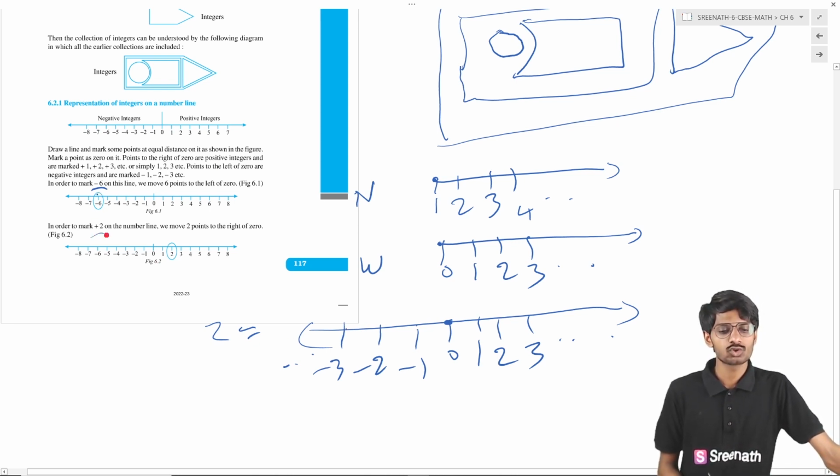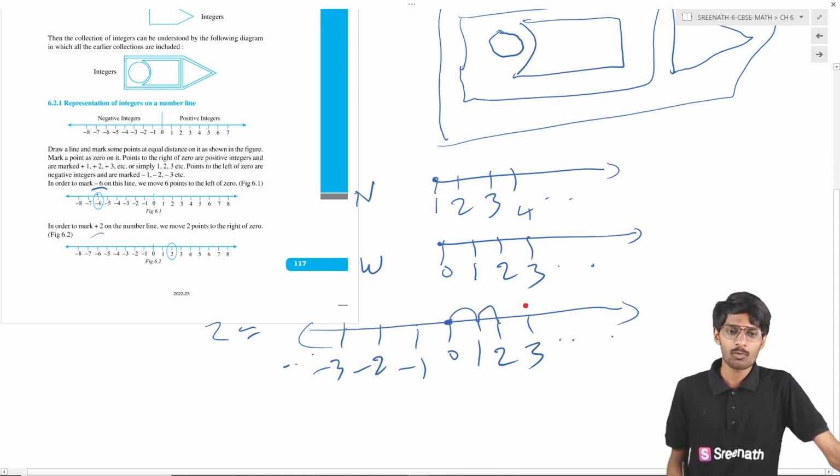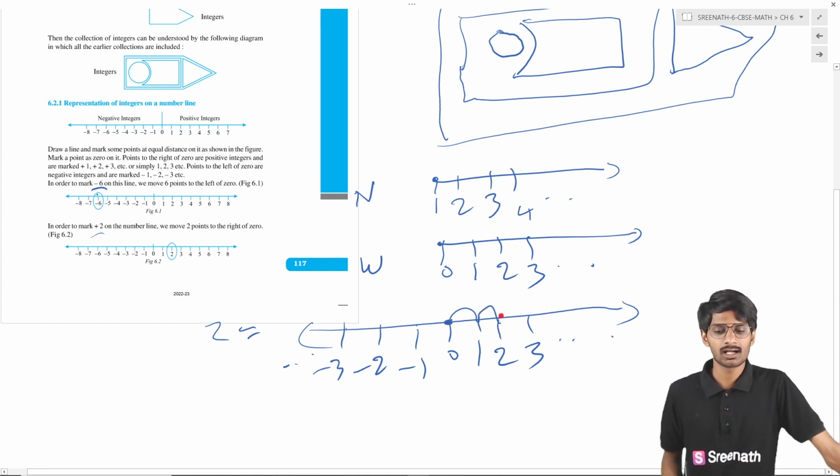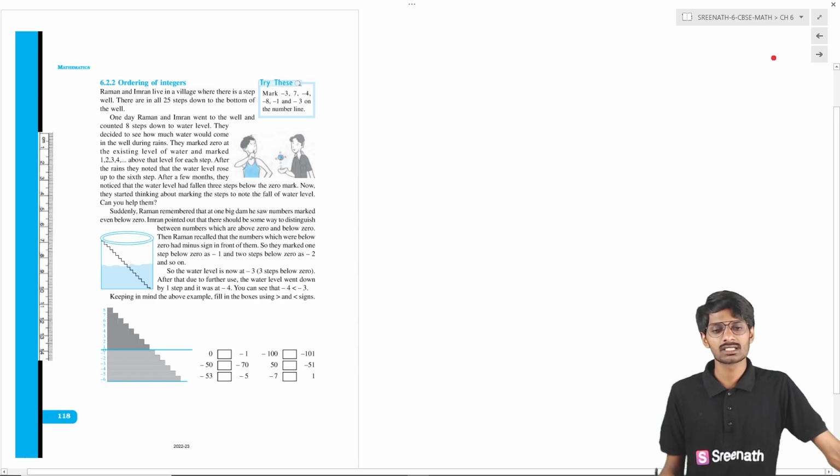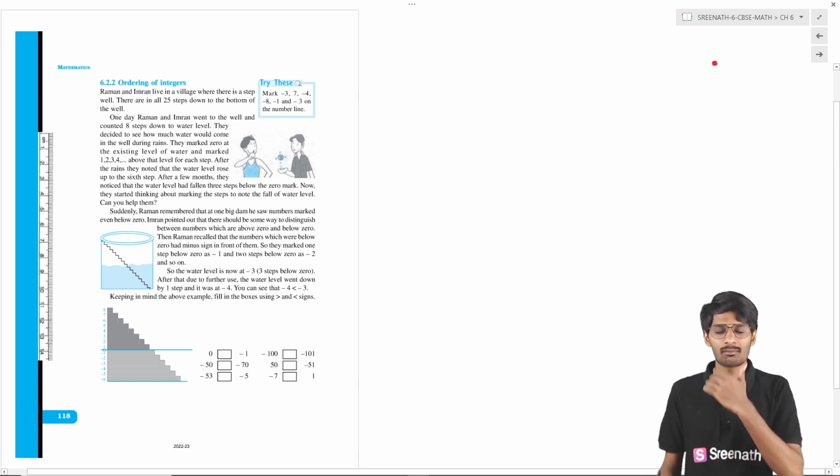And if you want to mark +2 on the number line, the sign is plus, so it is a positive number, it is to the right of 0. So you have to start from the origin and move 2 steps in the right side direction. So you will finally get the point +2 mark. In this way you have to represent the integers on the number line, students.